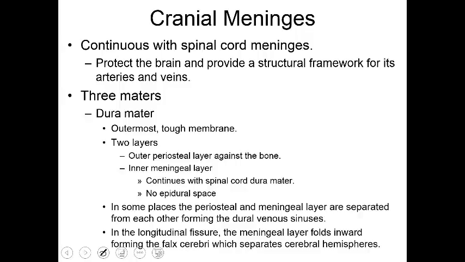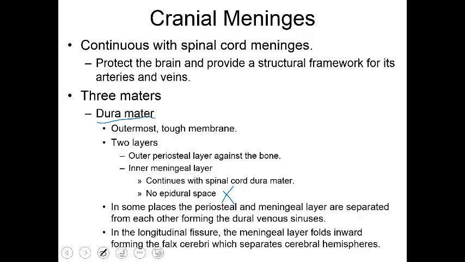So the spinal meninges and the cranial meninges are very, very similar with some minor differences. The outermost meninx of the cranium is still called the dura mater. It is thick, it is papery, and it is protective. Now, in the cranium, we do not have the epidural space that you see around the spinal cord. So the absence of the epidural space is difference number one.